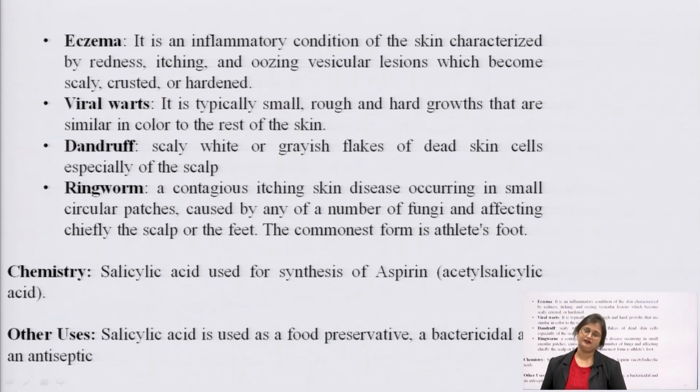Now, if we talk about the chemical use of salicylic acid, it is used for synthesizing aspirin. The most common non-steroidal anti-inflammatory drug, aspirin, which is acetyl salicylic acid. So, it is the starting material for synthesis of aspirin. Other uses of salicylic acid include that it is used as a food preservative, it is used as a bactericidal and an antiseptic.